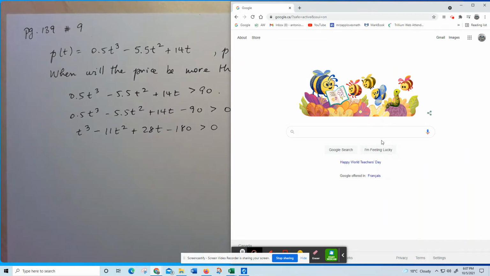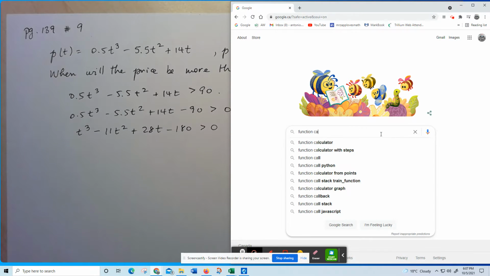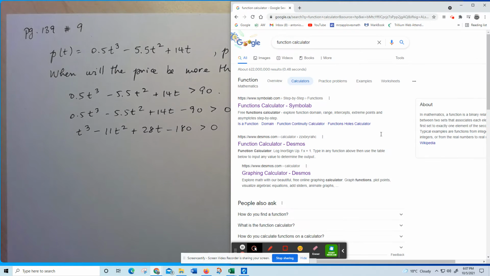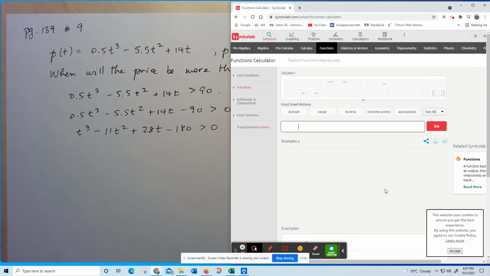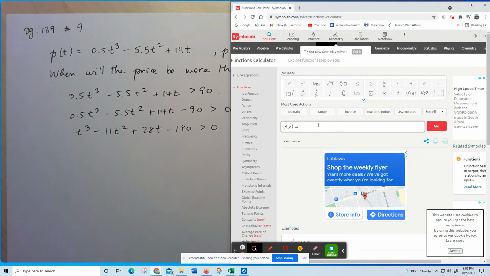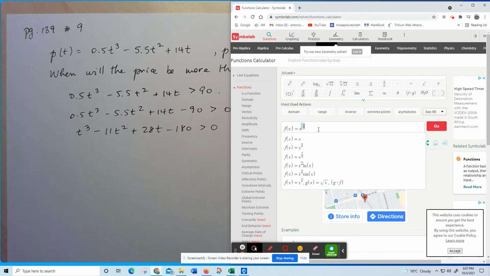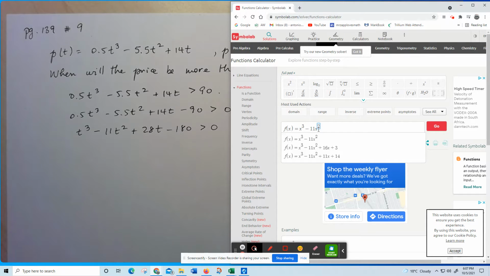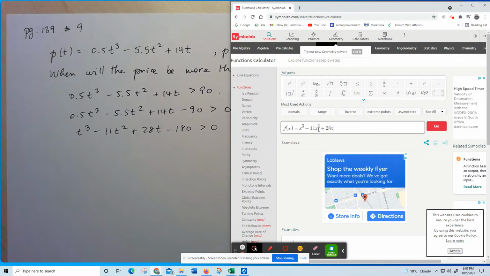In Google, I'll just put in function calculator. Essentially that's what I'm trying to look for. As I suggested, Symbolab is often a really good one to use. So I'm going to put in my function. I'll have to use x here, so it'll be x cubed minus 11x squared plus 28x, and then minus 180.